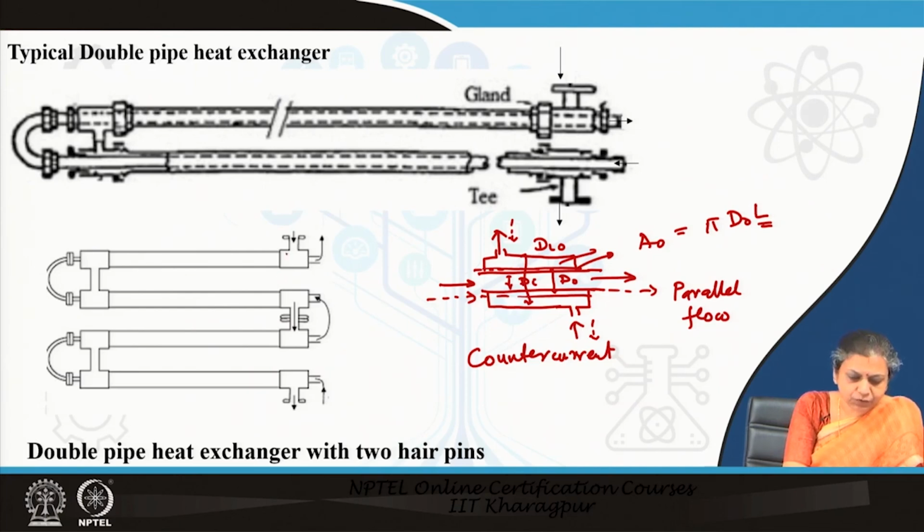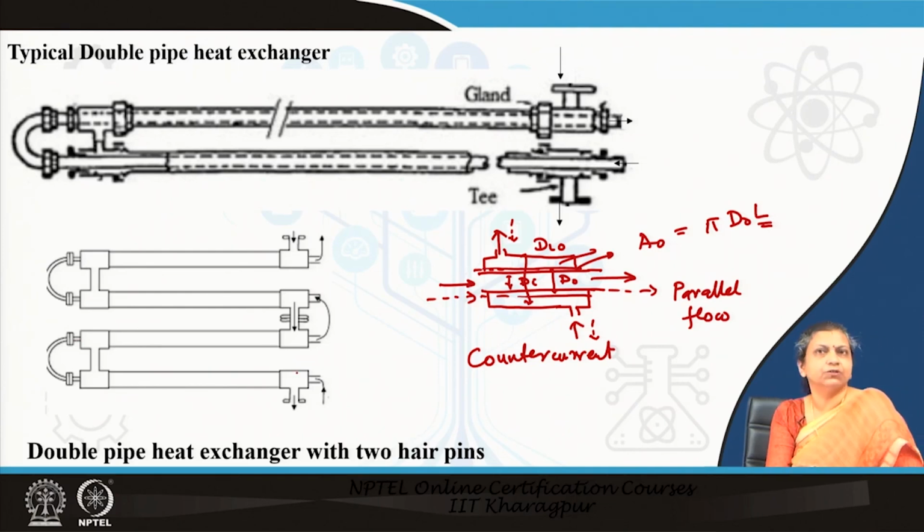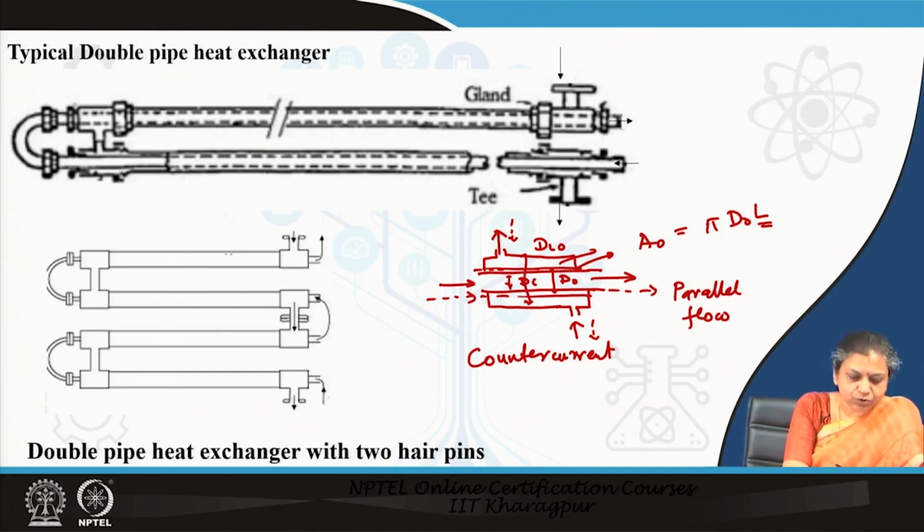In this arrangement, the entire concentric pipe can be connected through return bends, and we can have the heat transfer. In this way, we can make a much more compact arrangement and accommodate a larger length over a limited floor space that we have.